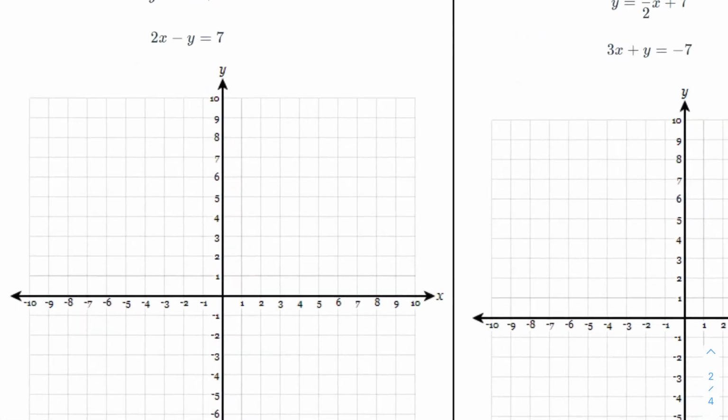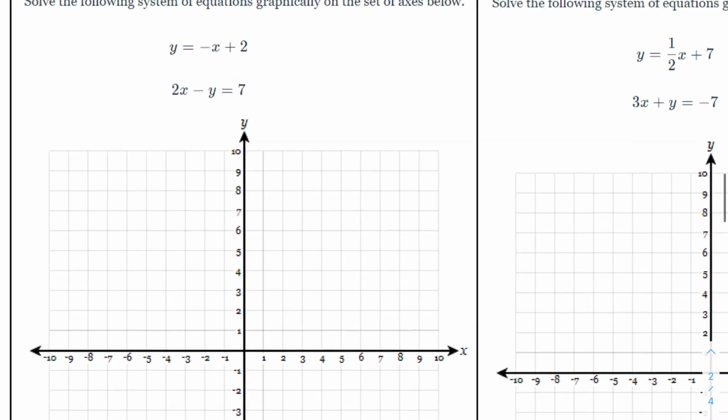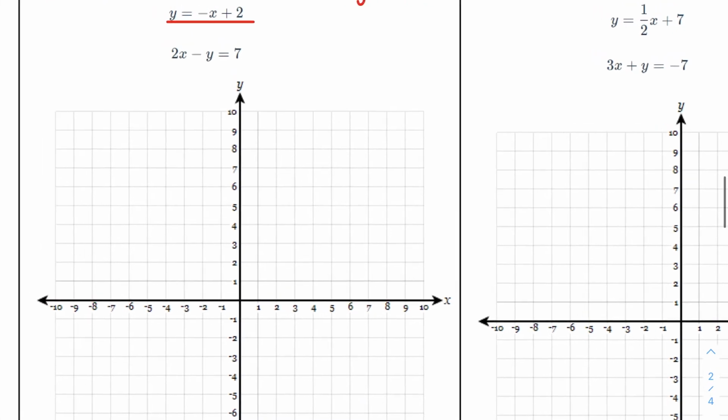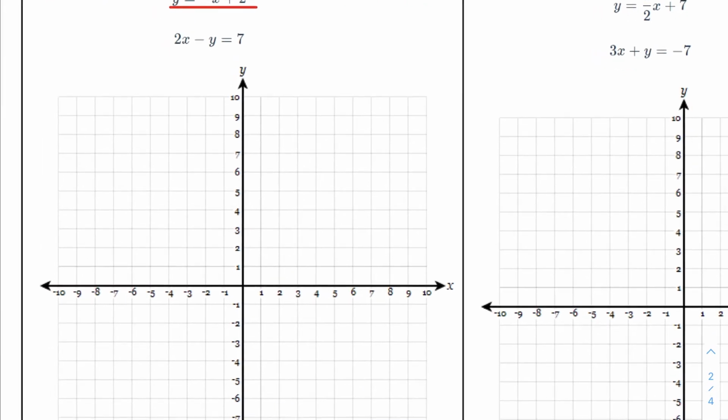The first one says, solve the following graphically. That means in order for us to graph, we have to get into y equals mx plus b equations. This first one here is a y equals mx plus b equation, so you can plug that into your calculator, just like you did for the piecewise. You can get out these values and solve. If we start our plot here, we go up 2, and then our slope is -1, which is like saying down 1, right 1.